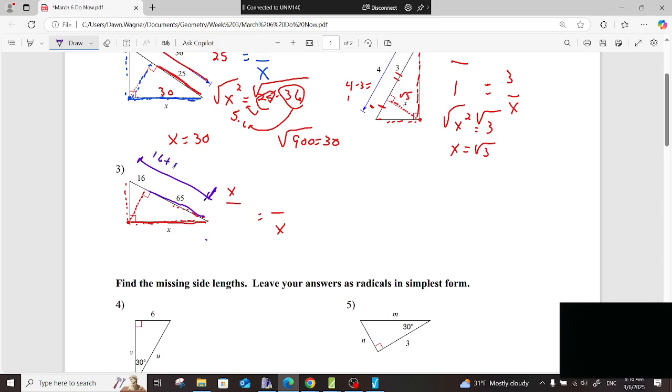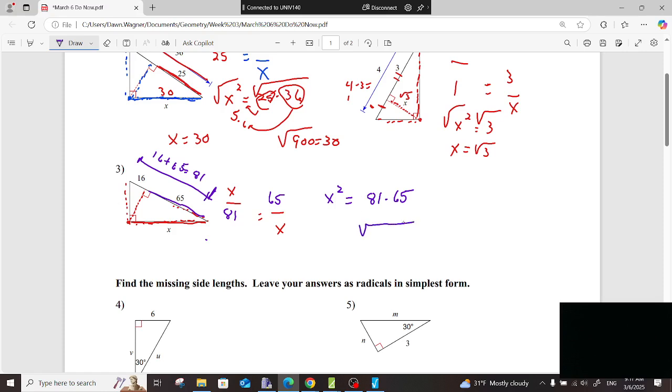16 plus 65 is equal to what? 81. So I'm going to put 81 here. And what number goes here? 65. When I cross multiply, I get x squared is equal to 81 times 65. And I just left it like that because I know 81 is a perfect square.